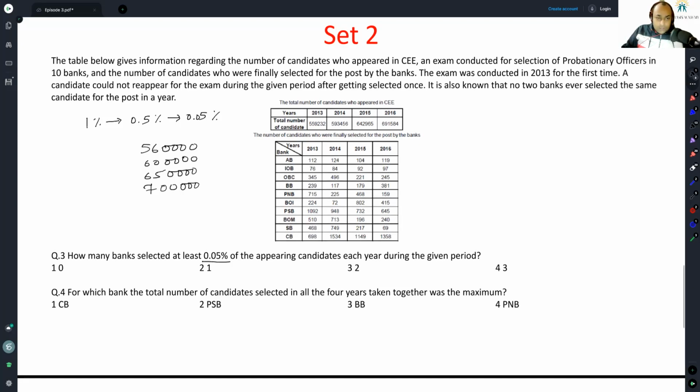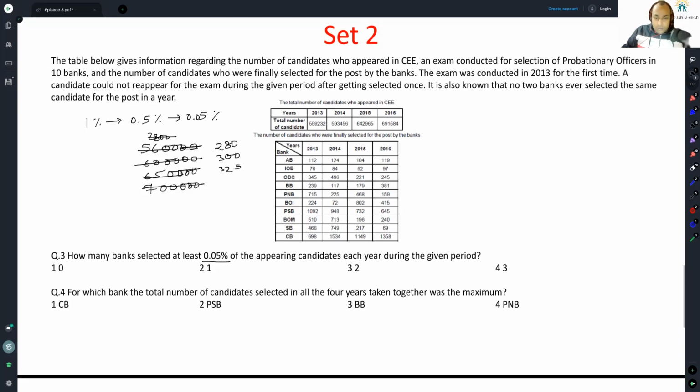Okay, so 1% would mean this is gone. Half of that is 2,800 and 0.05% is 280. So 5,60,000 leads me to 280. Gone, 3,000. This is 300. This is gone. This is 3,250. Okay, so 325. Gone. This is 350. We need banks that have exceeded selections by these 4 numbers in all the years.